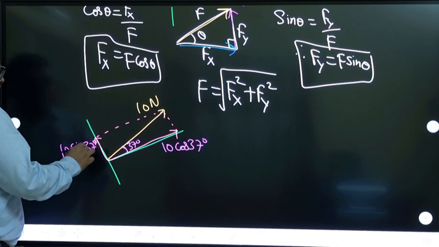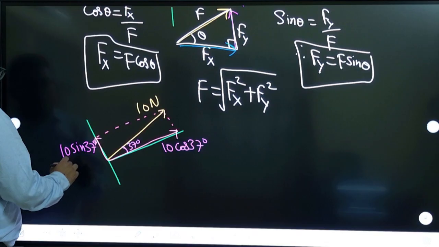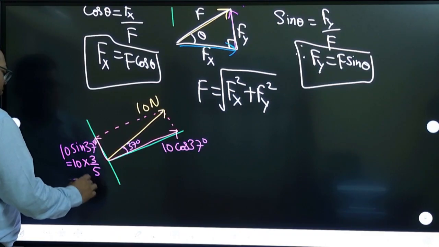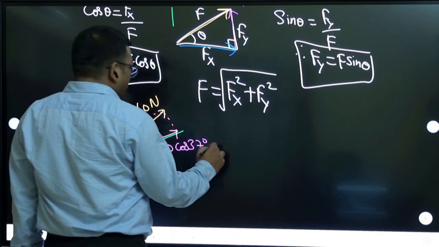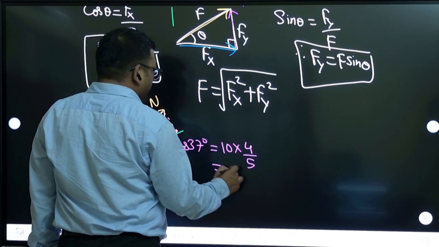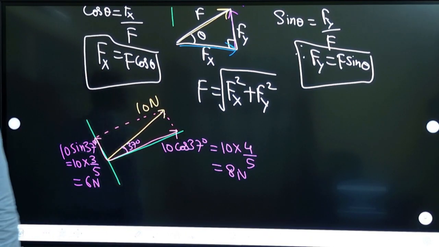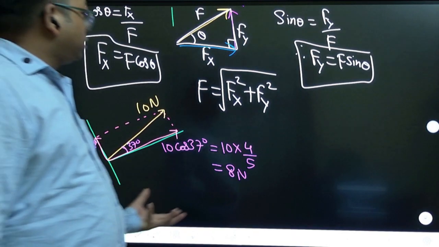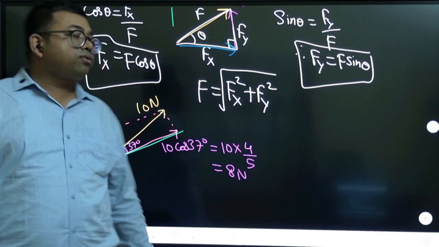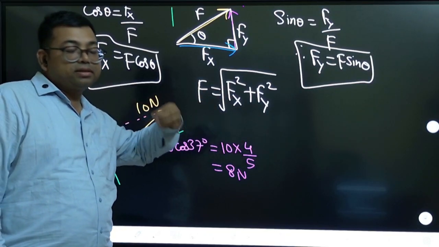So sine 37 is how much? 3 by 5. So this will become how much? 10 into 3 by 5, so it will become 6 Newton. Similarly here, cos 37 is 4 by 5. This will become 8 Newton. Okay. So whichever side the angle is there, we can resolve. This is full of trigonometry, complete trigonometry it is. Of course, we know the standard directions are x and y, so we can resolve anything along the standard directions.